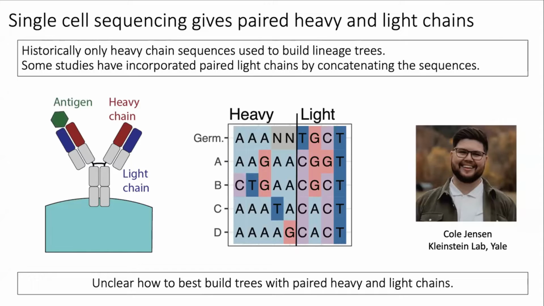Some studies have incorporated both of these chains by concatenating the sequences and treating them as part of the same gene. However, it's unclear how to best build B-cell lineage trees with this paired data. And I should mention that most of this work was actually done by Cole Jensen, who is currently a PhD student in the Kleinstein lab.